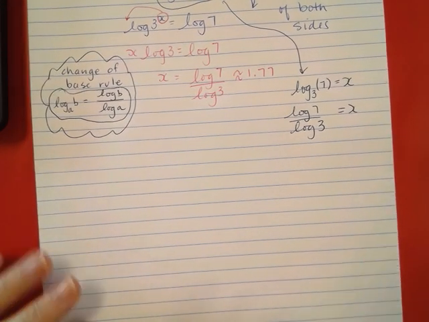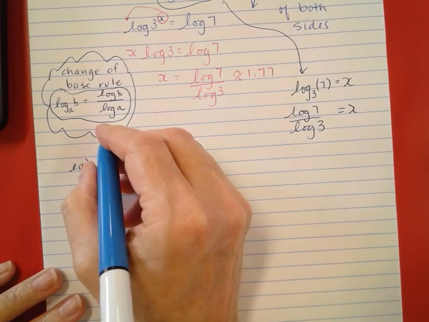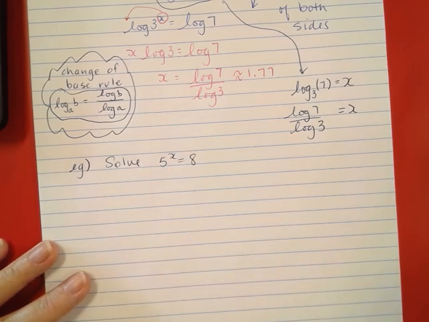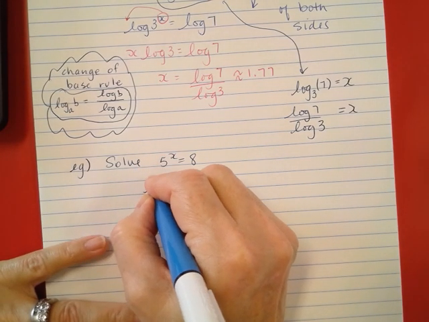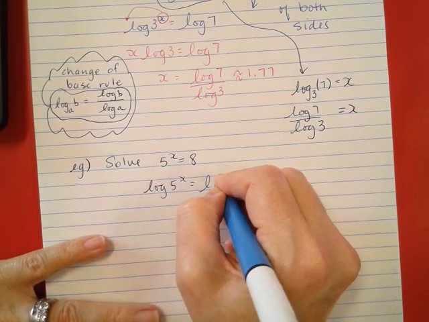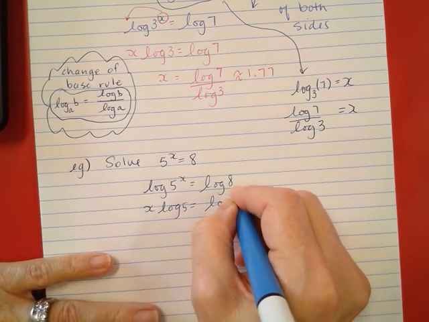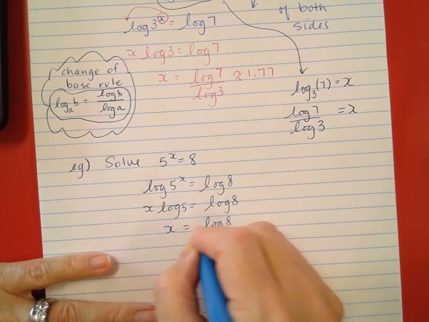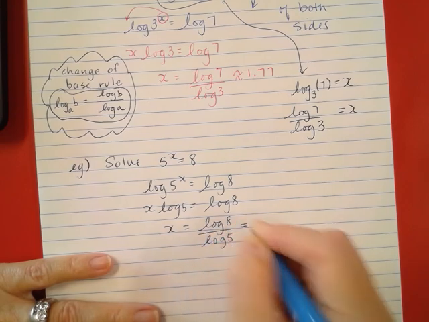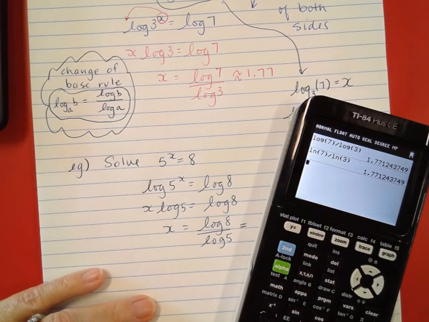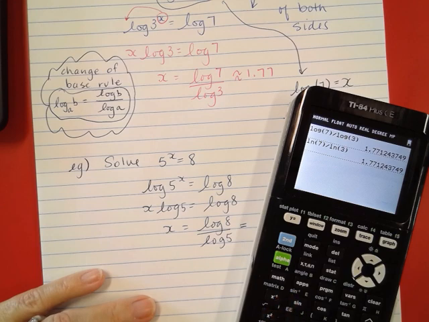Okay, let's do a couple of solves here. Let's do an example. You might want to pause and see if you can do it on your own. Okay, I'm going to do log 5 to the x equals log 8. So x log 5 equals log 8. So x equals log 8 over log 5. Or you could have done it a different way. And I want to do it to 3 decimal places. So I'm just going to go log 8 divided by log 5. 1.292.